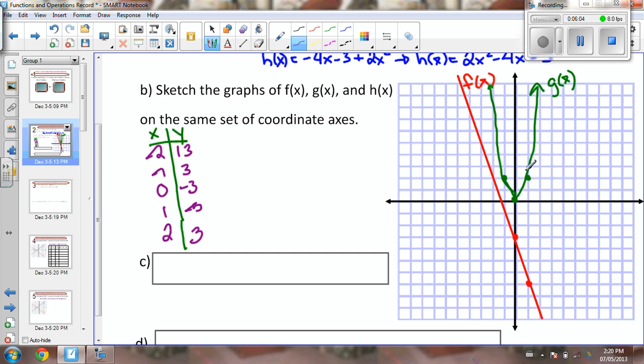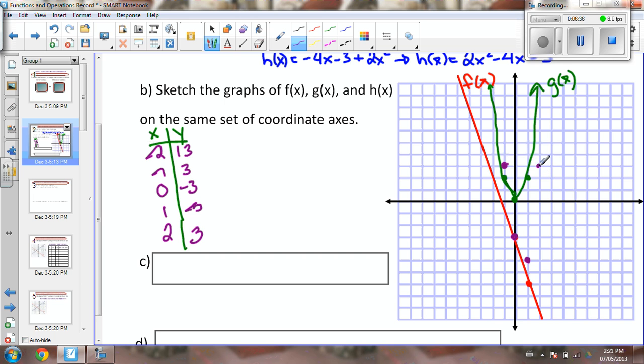So for our h of x, our first point is at -2, 13. Unfortunately, I can't put that on my graph. So we're going to go to -1, 3. 1, 2, 3. And then we're going to go to 0 and -3. And then we're going to go to 1 and -5. 1, 2, 3, 4. That's not right. 1, 2, 3, 4, 5. That's my vertex there.